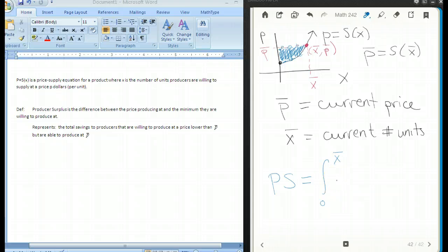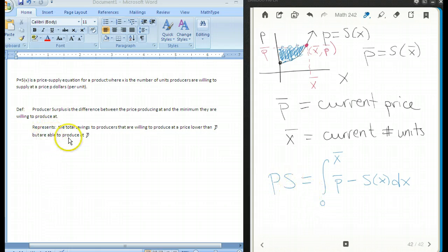So I do P bar minus, what's the curve below it? What's this curve down here? That's your supply function. That's S of X. And our independent variable is X here. Okay, so this is the definite integral that we can make use of to calculate producer surplus.